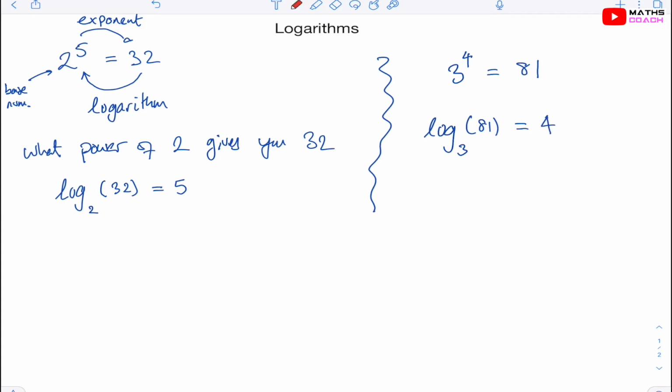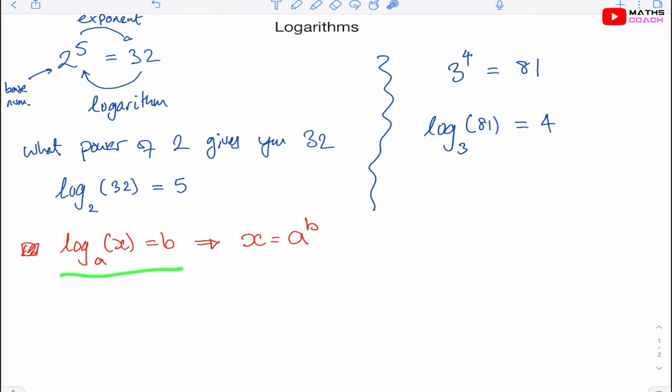Now we can summarize this using algebra. If we say the log of x to base a equals b, what this implies is that x equals a to the power of b. So if you look at this bit here, you're asking a to what power gives you x, and that power is b. So a to the power of b gives you x.